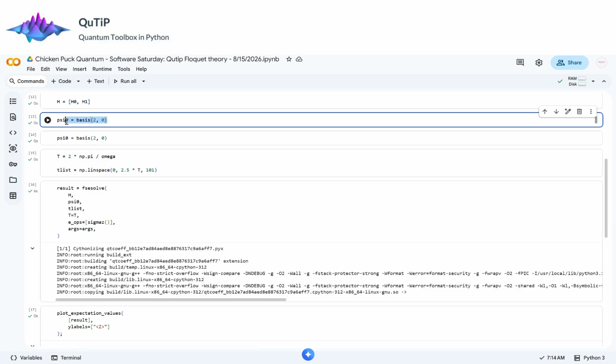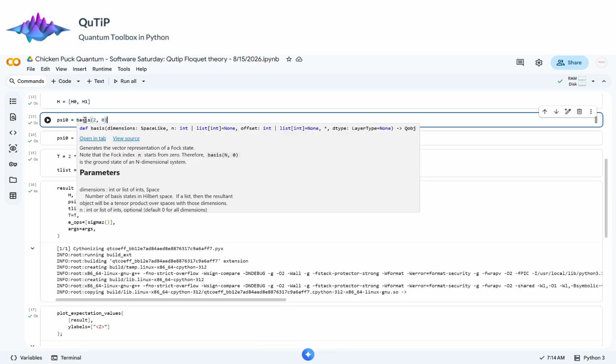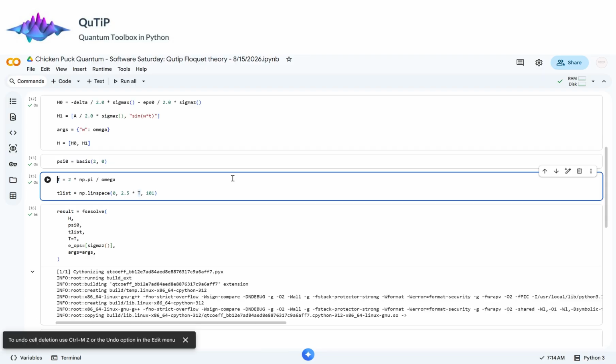So the initial state is here, and we are starting in the computational basis state 0. In QuTiP, when we define this, we mean the first basis vector of a two-dimensional Hilbert space. As I mentioned earlier, if you are unfamiliar, you can always hover over the function and see the information there. Unfortunately, I did it twice, so I just deleted that cell.